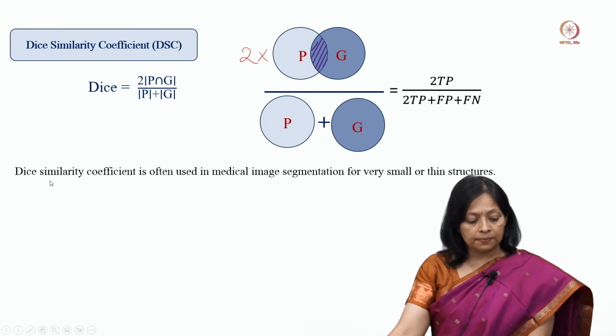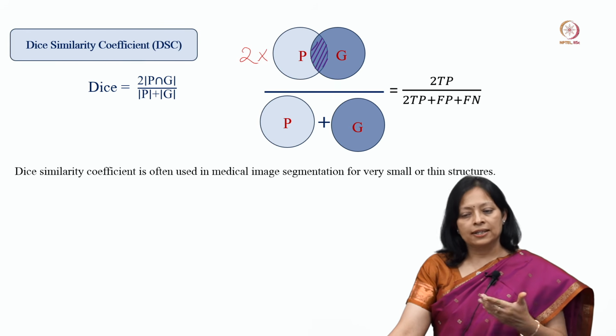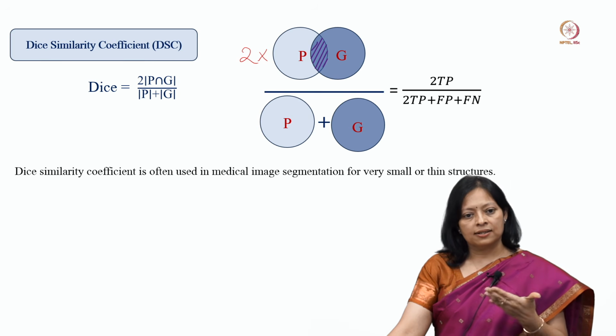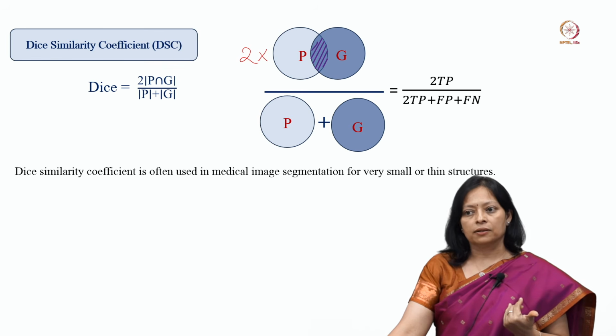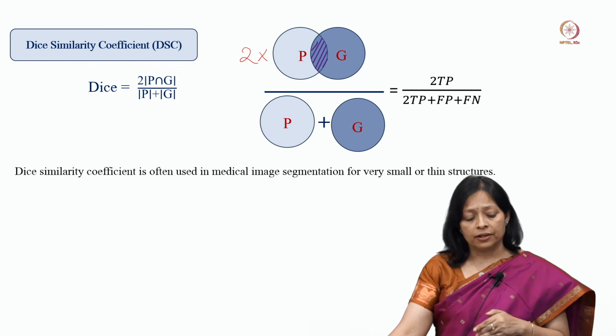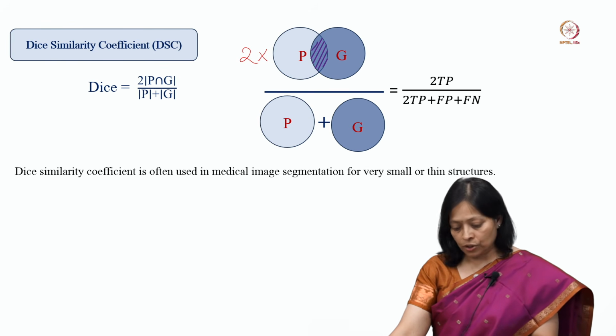The dice similarity coefficient is often used in medical image segmentation for very small or thin structures. This segmentation task itself is heavily used in medical images, and this dice similarity coefficient is used when the structure is small or very thin.